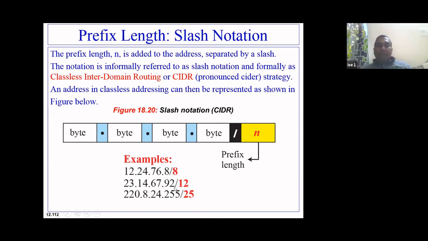Here 12 is the prefix length. Here 25 is the prefix length. You got the idea? And this is your IPv4 addressing kind of scenario.